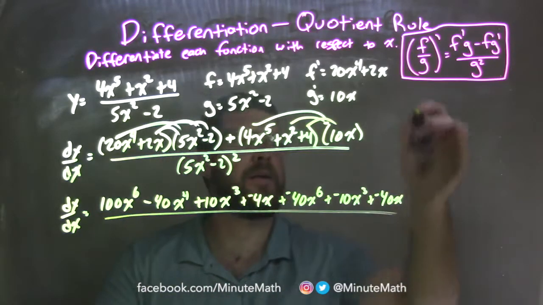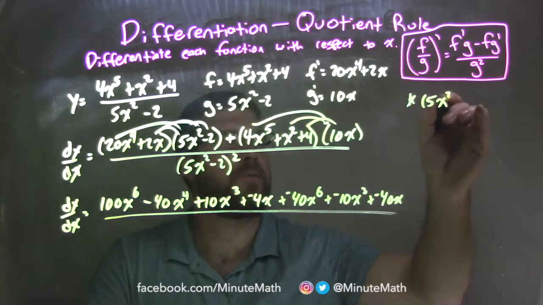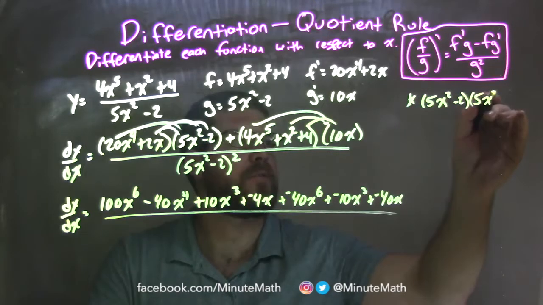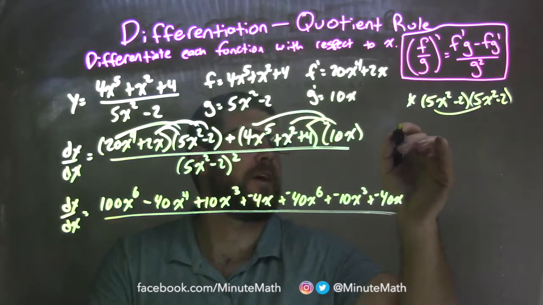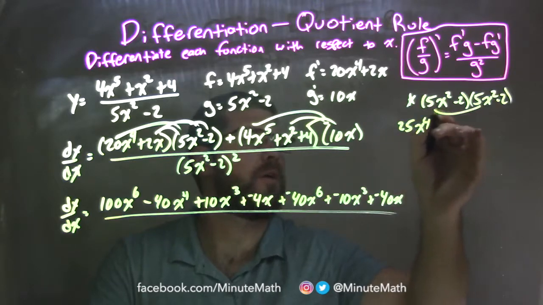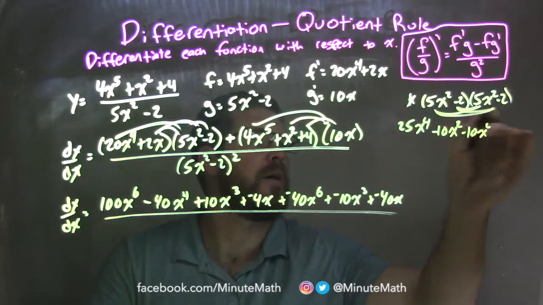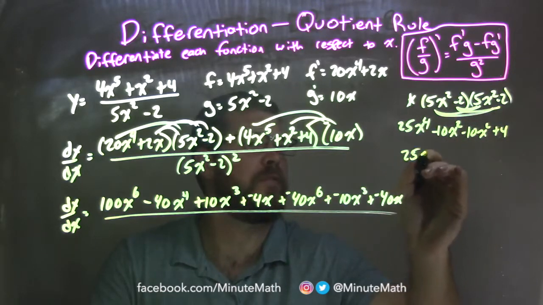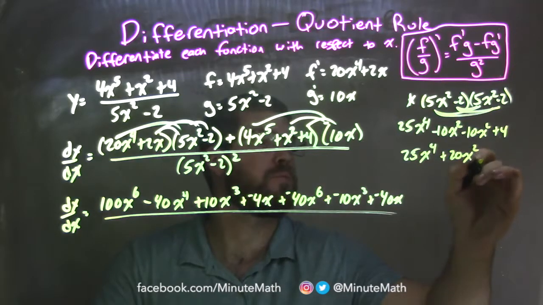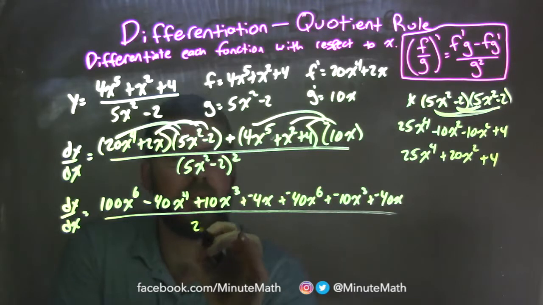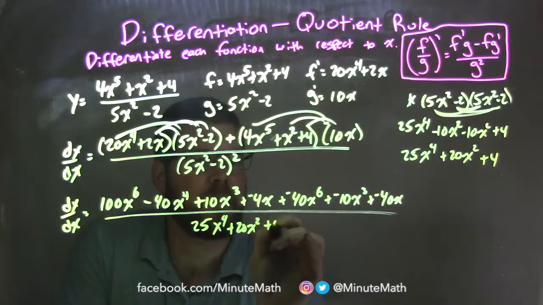All over my denominator, which I'm going to simplify right here. 5x squared minus 2 times 5x squared minus 2. Hopefully you're getting better at that. Multiply them out here. I have a 25x to the 4th minus 10x squared minus 10x squared plus 4. We have 25x to the 4th plus 20x squared plus 4. So I'm going to write that right here. 25x to the 4th plus 20x squared plus 4.